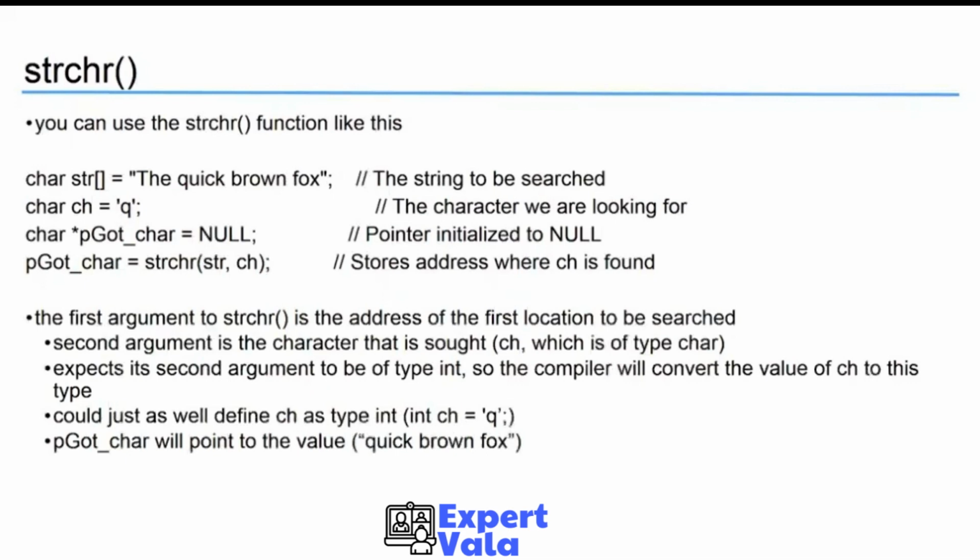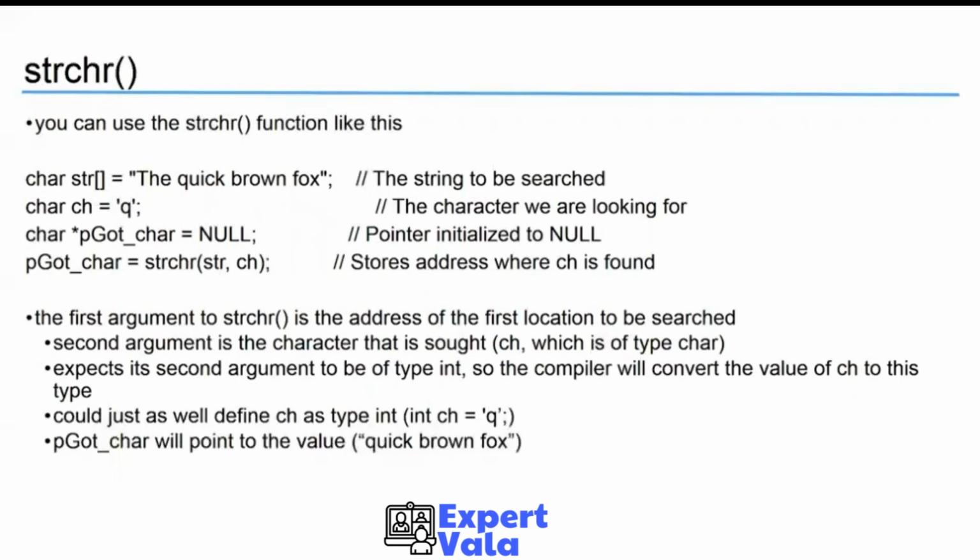The first argument to strchr is the address of the first location to be searched, that's the search string. The second argument is the character that is sought, the character that you want to look for, a single character. It expects the second argument to be of type int. So technically strchr's second argument takes an int, but the C compiler will automatically convert the char to an int. It will get the ASCII value essentially. So you could actually define the single character q as an int instead of a char. That's just more of a technicality that I wanted you to know about. But pGotChar is going to point to the value "quick brown fox", because it's going to start at q and then go to the null terminator if you try to print it out. So it's actually going to print "quick brown fox" when you run this example.